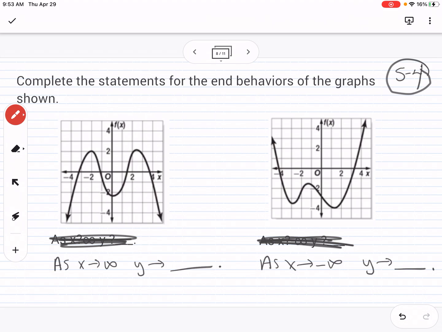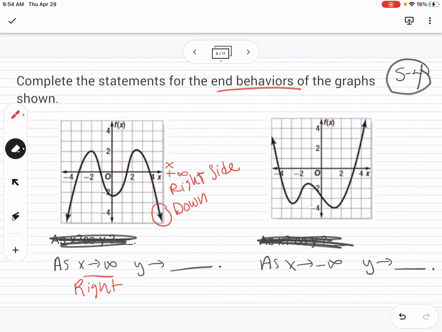When it says as x approaches positive infinity, you want to look at where your x's are positive. Your x's are positive on the right side of the graph. So you're going to look at the right side of the graph and see what's happening at the end. That's why it's called end behavior. On the right side of the graph, my graph is going down. Since it's going down, that means y approaches negative infinity.